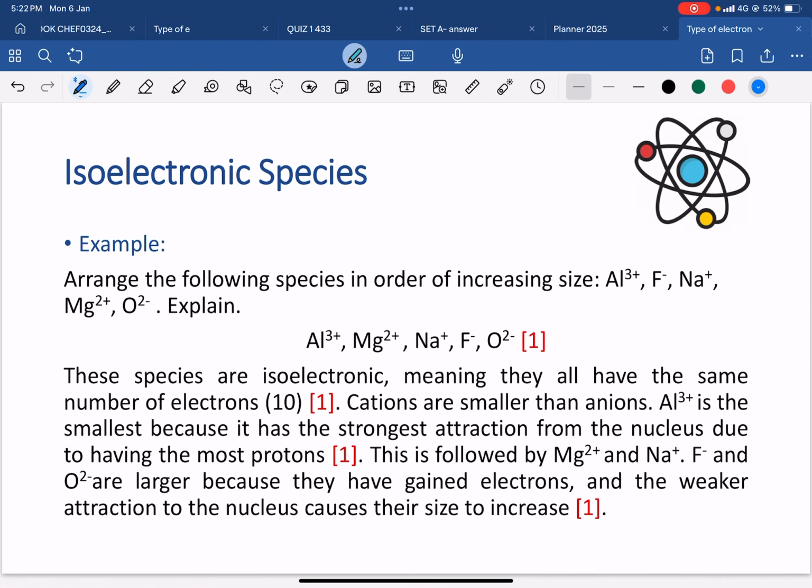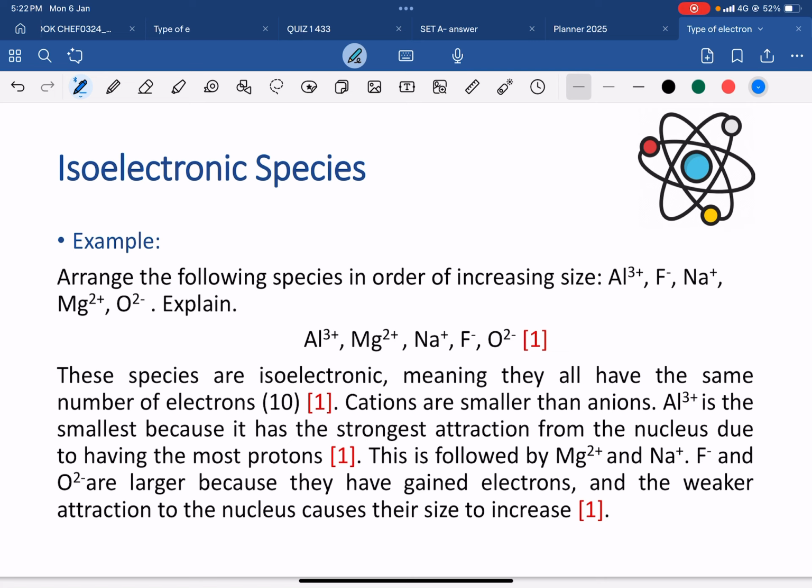Alright, contoh soalan and how going to answer that. Arrange the following species in order of increasing size. Okay, increasing size maksudnya kita nak ion yang kecil sampai ke besar. So kalau ion yang kecil maksudnya daripada cation, betul tak? Alright. So kita ada kat sini 5 species: Al3 plus, fluoride, sodium, magnesium 2 plus and oxide. Okay. So kita susunkan dia. So kita tengok masing-masing semuanya ada 10 elektron but different number of proton.